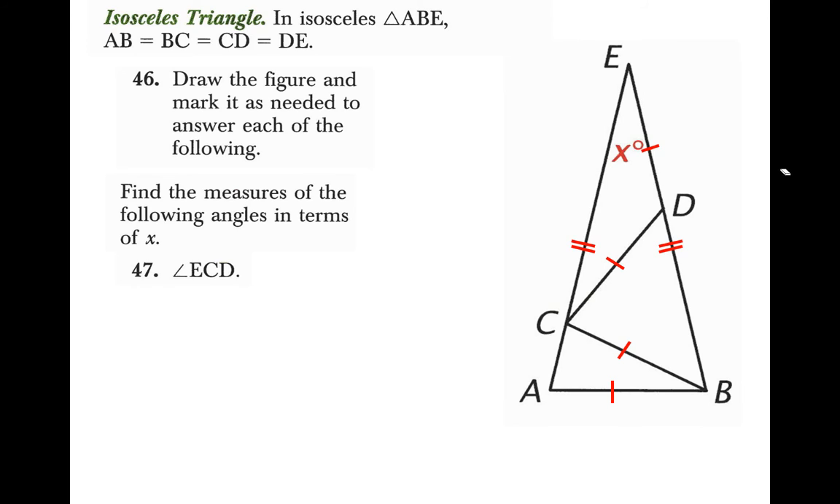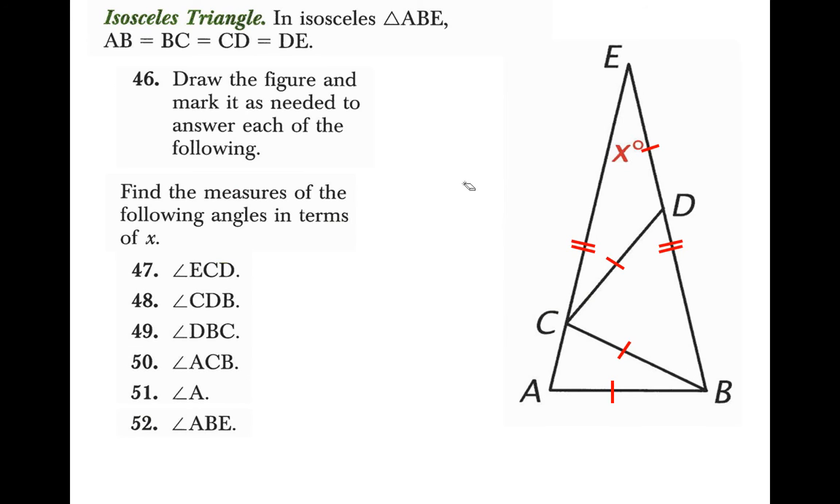So ECD, I'm sorry, not find the measure actually, but you're finding the other ones in terms of X. So ECD, CDB, this one up here, DBC, that one, AC, and so on, all the way around. And then finally, write an equation and solve for X to find the measure of angle E. So yes, finally you can find the measure of this. Think about it, you'll come up with it.